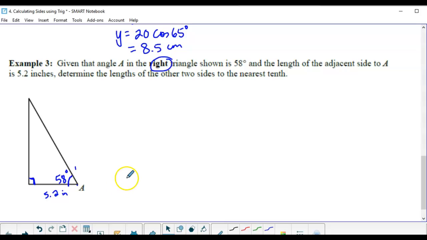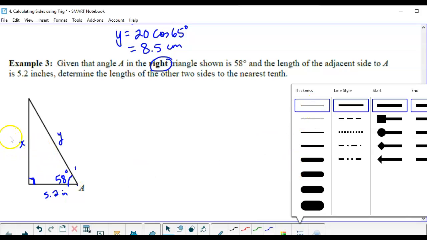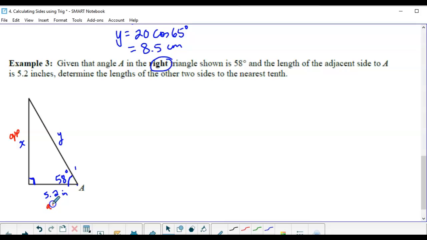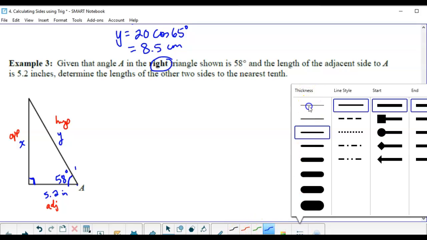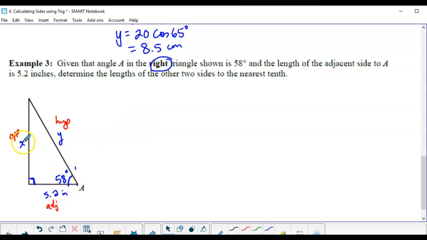Determine the lengths of the other two sides to the nearest tenth. So we want to find this side and this side. Comparatively, if I use red here, this is opposite, this is adjacent, and this is hypotenuse. Let's find opposite first. What side do we know? We know adjacent, so I'm going to use tan. Tan of 58 is x over 5.2. So x equals 5.2 tan of 58.